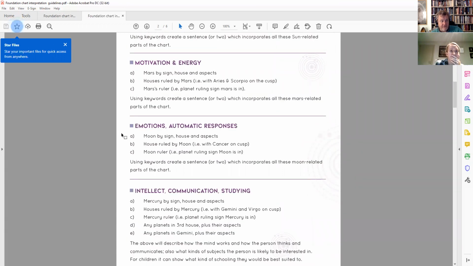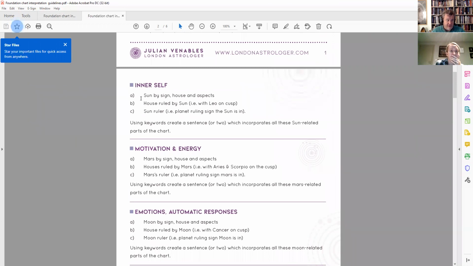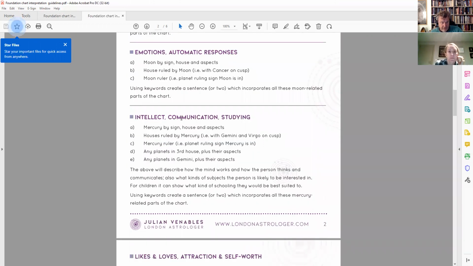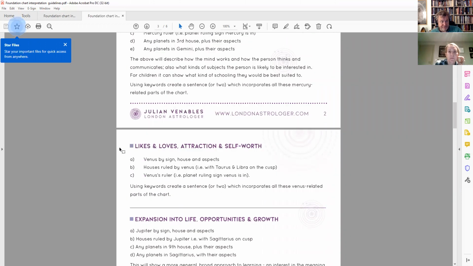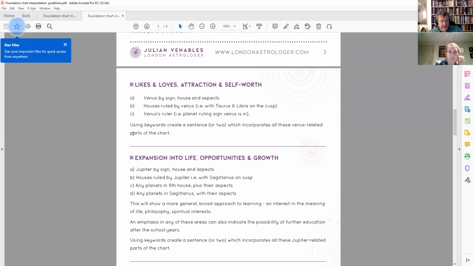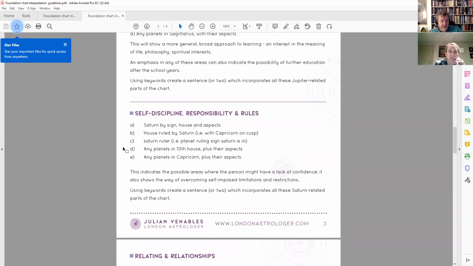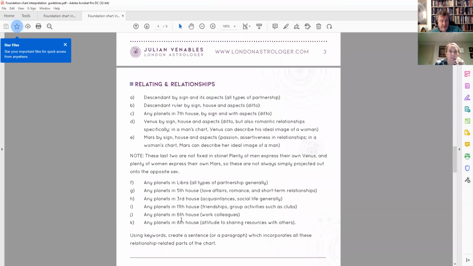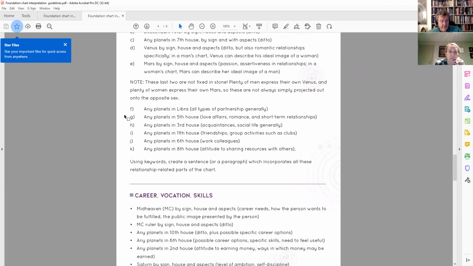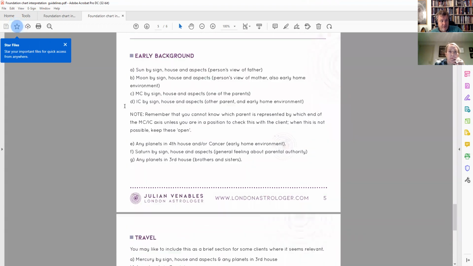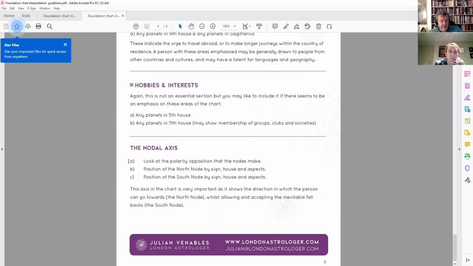So inner self, motivation, energy. Inner self is like the Sun, motivation and energy is Mars, emotions and automatic responses the Moon, intellect, communication and studying would be Mercury, and then Venus, which is the likes and loves of life. Then you get into Jupiter and Saturn, and relationships generally, which starts to look at the angles, and then other areas of life: career, home, early life, travel, hobbies and interests, nodal axis.